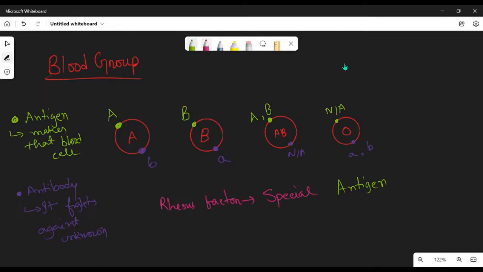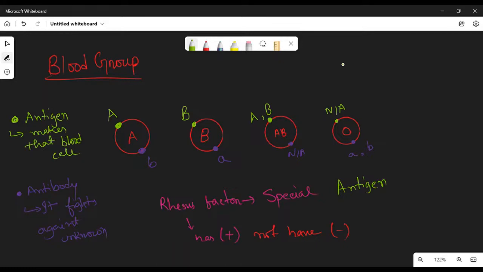So any blood group might have a rhesus factor or might not have a rhesus factor. If it has the rhesus factor, it will be denoted as plus, and if it does not have any rhesus factor, it will be denoted as minus. So here comes the term A positive or negative: A plus, A minus, B plus, B minus, AB plus, AB minus, O plus, O minus. So yeah, these are the factors.